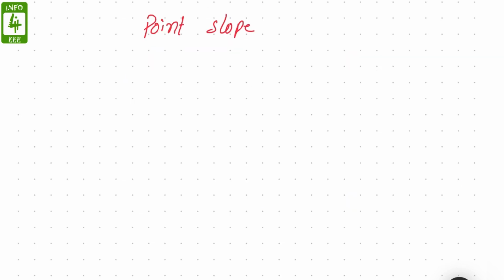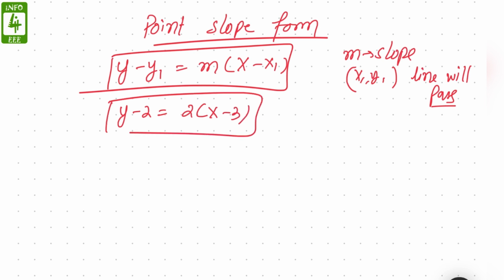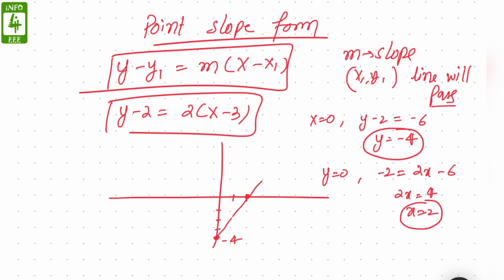Then the third form is point slope form. x1 and y1 are the point from which the line will pass. Now let's say we have y minus 2 is equal to 2 into x minus 3. We have this form. If we try to draw this, we already know the slope is 2. When x is 0, then y minus 2 is equal to minus 6, so y is equal to minus 4. When y is 0, then 2x minus 6 is equal to 0, so 2x is equal to 6 and x is 3. So the line will go like this.